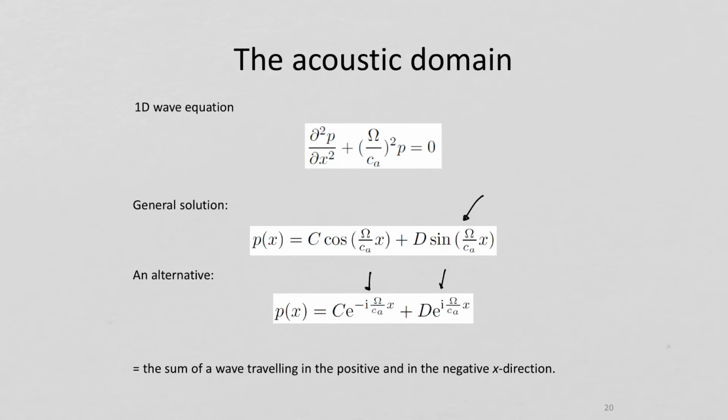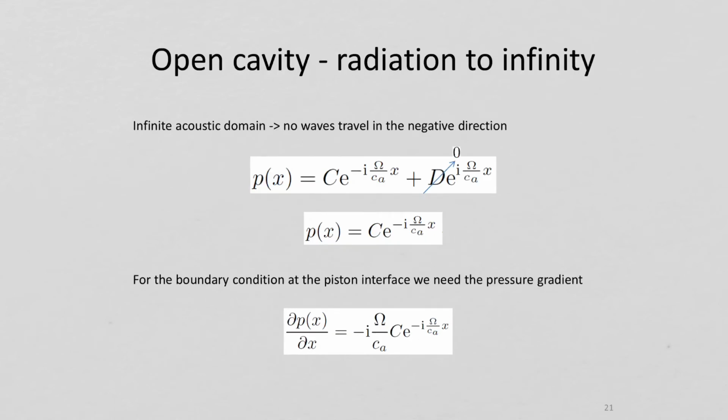The benefit of writing the solution in the second way is that we can interpret this solution form as the sum of a wave traveling in the positive and in the negative direction. We will see now why that's beneficial. Because when we have this open acoustic domain, all waves that travel towards the right will just go on forever. It's radiation to infinity. They will not come back. They will not be reflected by the closed end or any other end. So we will have no waves in the acoustic domain traveling from right to left.